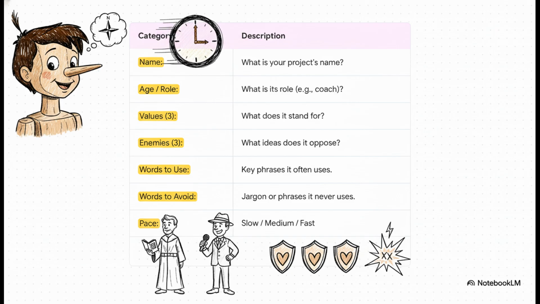You just ask, what's its role? Is it a wise coach or a fast-talking reporter? What does it believe in? And I love this part. What are its enemies? You know, the bad ideas or cliches it's fighting against? This little sheet becomes your North Star for every decision you make.